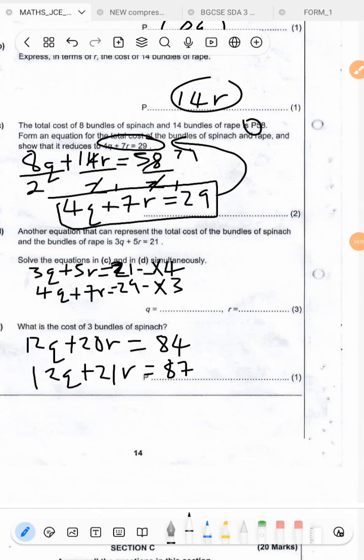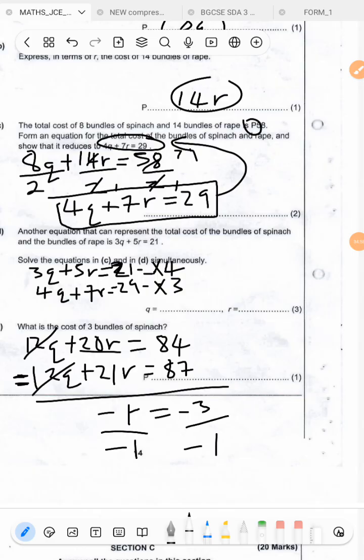Now we subtract equation 2 from equation 1, so we put a subtraction sign. 12Q minus 12Q is 0, so they cancel out. Then 20R minus 21R is negative 1R, which equals 84 minus 87, which is negative 3. Then divide by negative 1 on both sides. R therefore equals positive 3. So R is equal to 3.